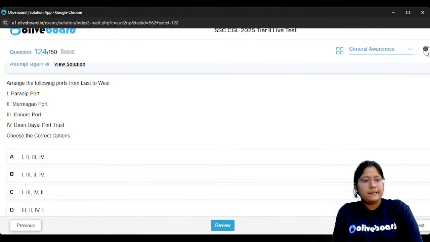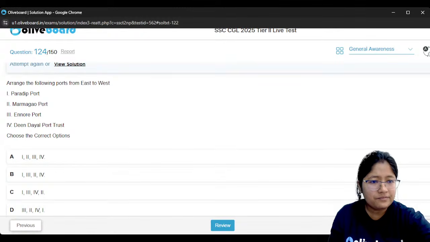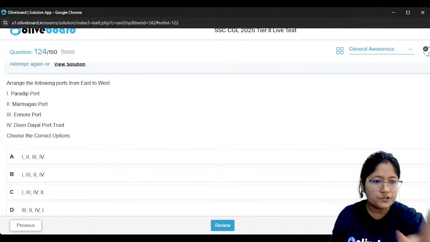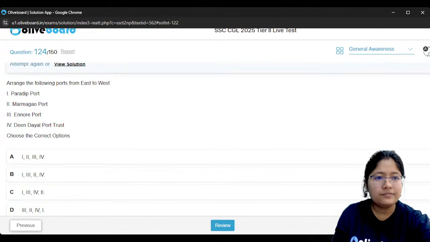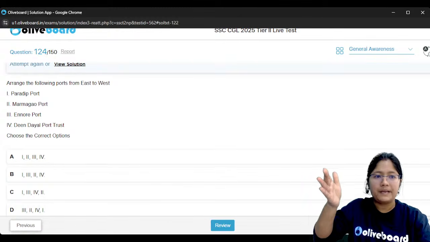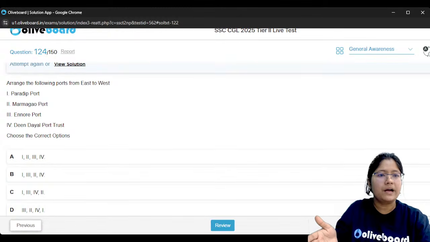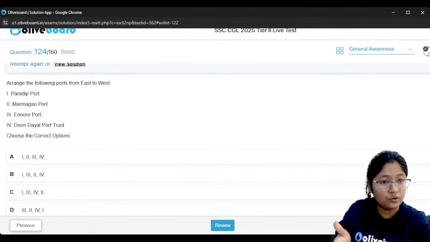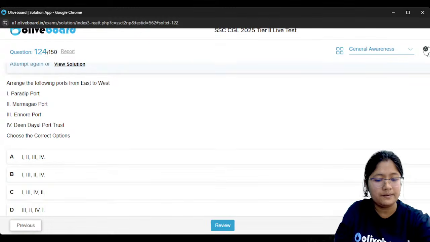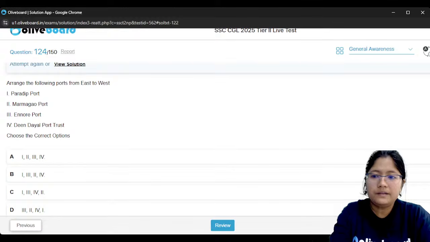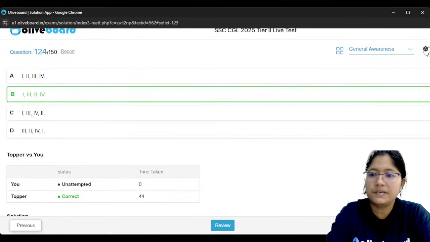So if you arrange them, 1 will come first, 4 will come last. But you have 2 options like this. 3 will come first, Ennore, Chennai, and then Gujarat, right? So you have Paradip port, then you have the Marmagoa port. Then you have the Ennore port. Then you have the Kandla port, and so B is the correct sequence. Okay, and let us view the solution. B is the correct answer.